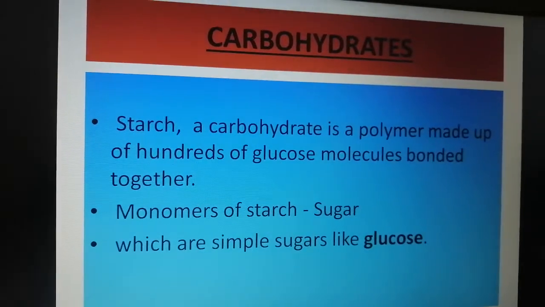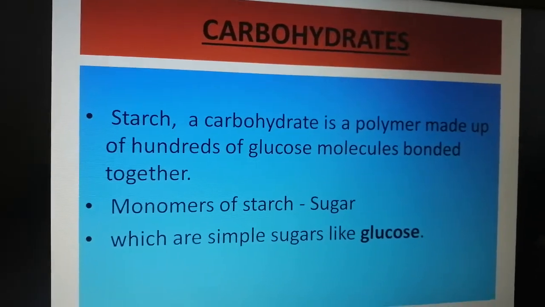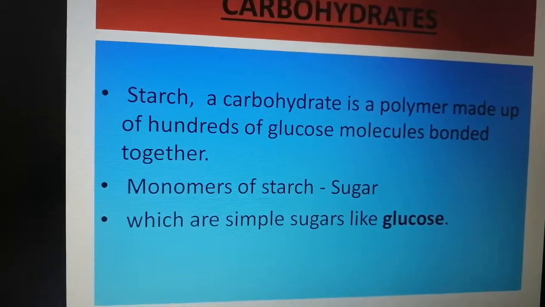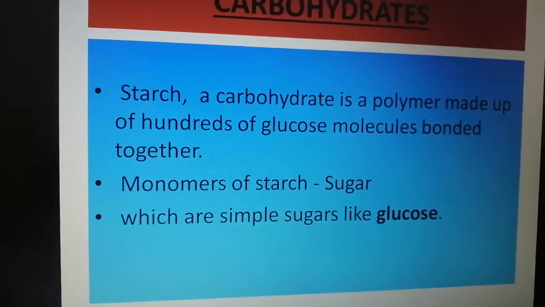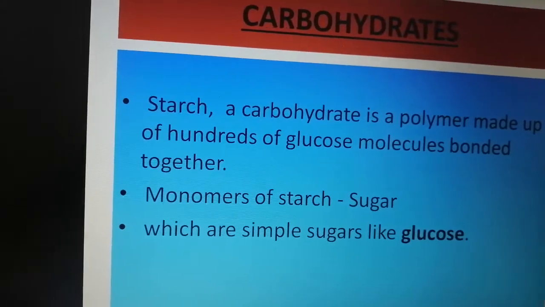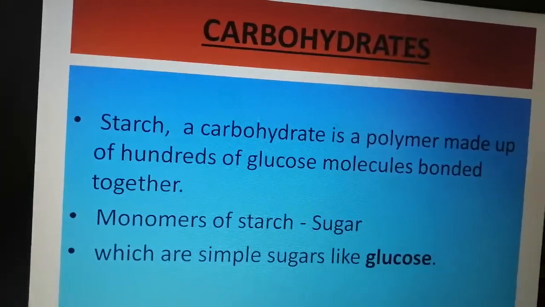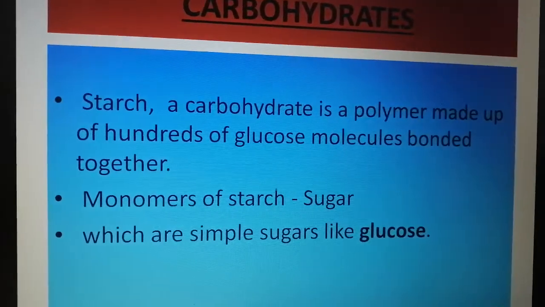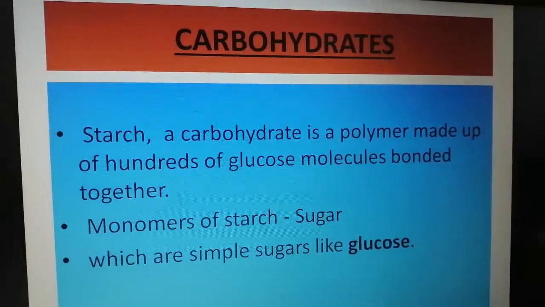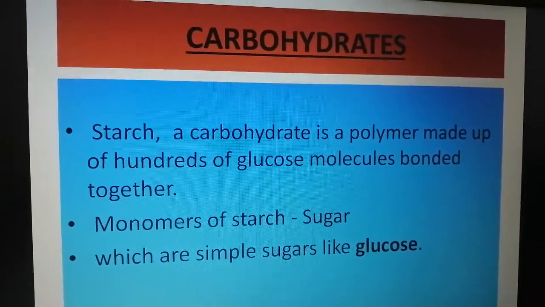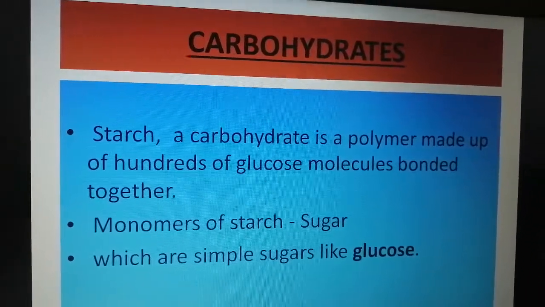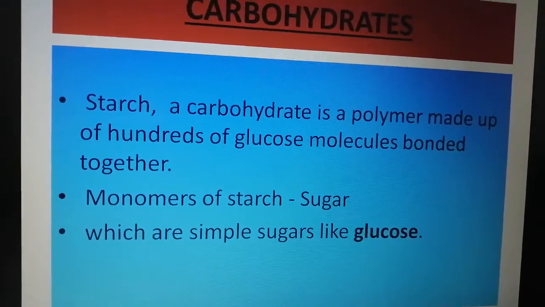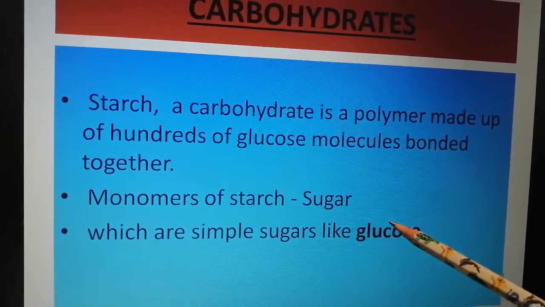Now we'll just see carbohydrates. For carbohydrates, the monomers are sugar molecules. They are actually polysaccharides. That is not in your syllabus, that's why I didn't mention it. For example, I'll take a carbohydrate, starch. Starch is a polymer made up of hundreds of glucose molecules. Glucose is otherwise known as sugar, which is a simple sugar.